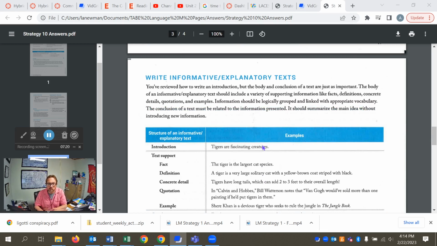The body of an informative or explanatory text should include a variety of supporting information, like facts, definitions, concrete details, quotations, and examples. Information should logically be grouped and linked with appropriate vocabulary. The conclusion of a text must be related to the information presented. It should summarize the main idea without introducing new information.